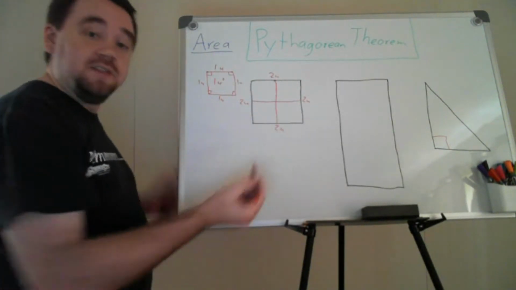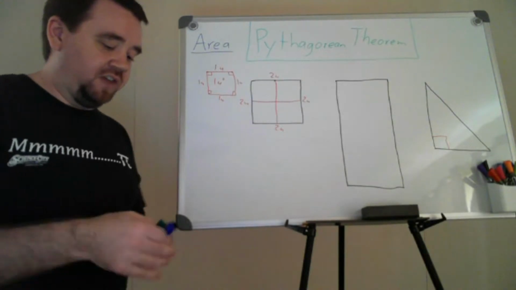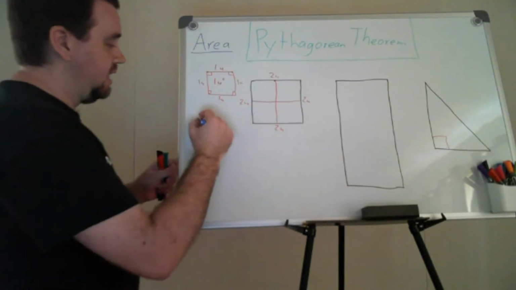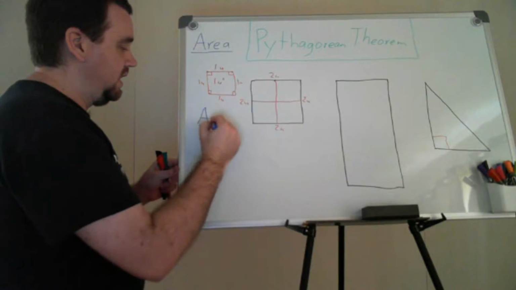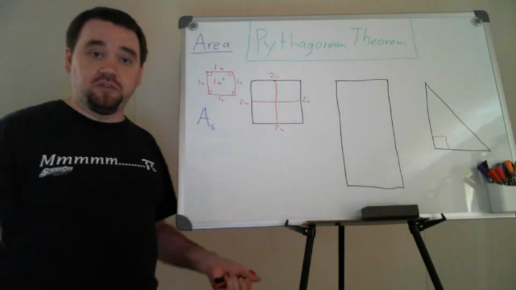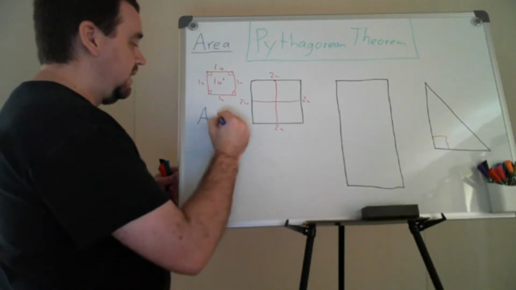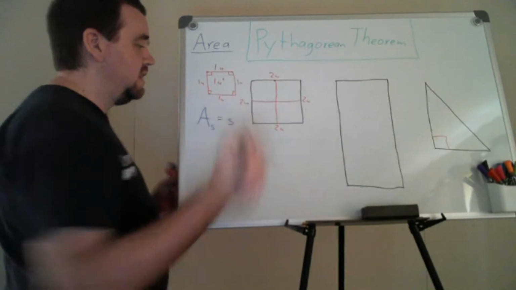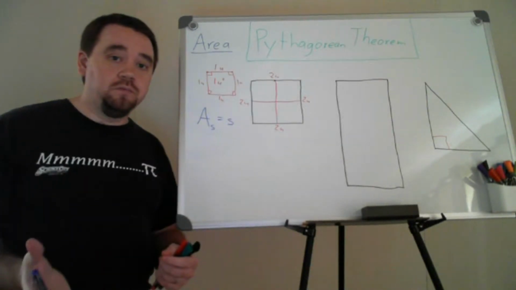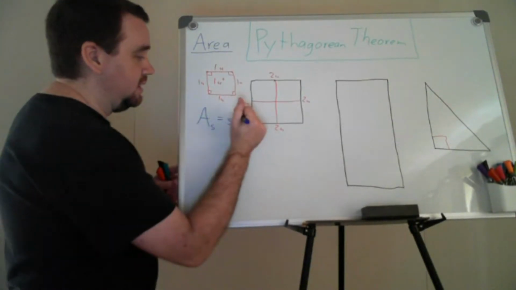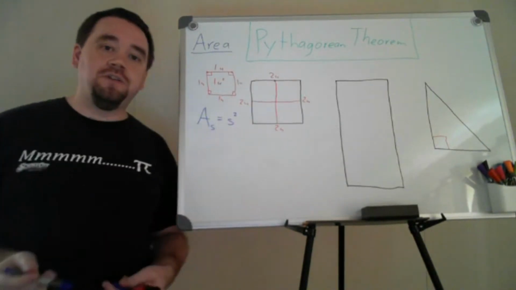Or for any given square, it's easy enough to find the area of a square. So I say the area of a square, we use an S to show I'm talking about a square, is just the side length times itself, which mathematically we write with an exponent of 2.